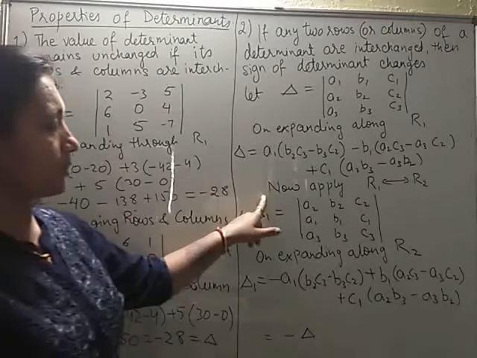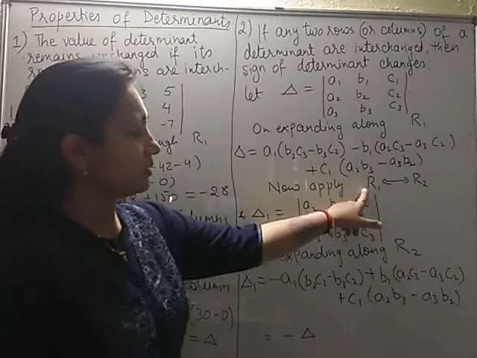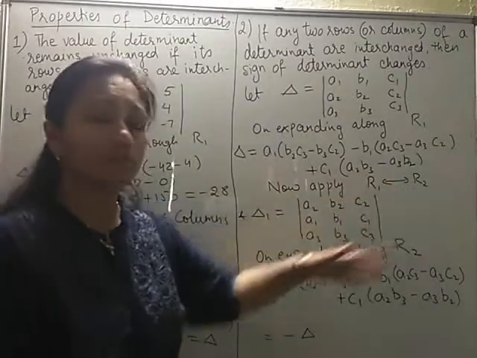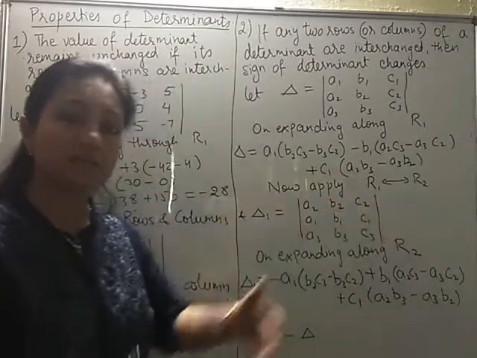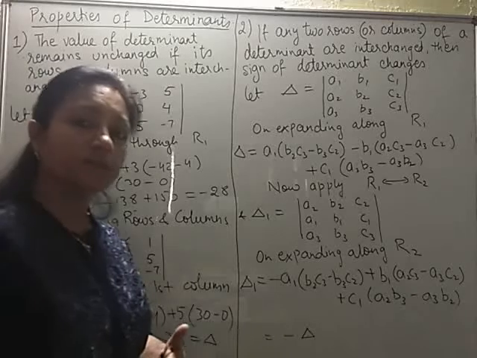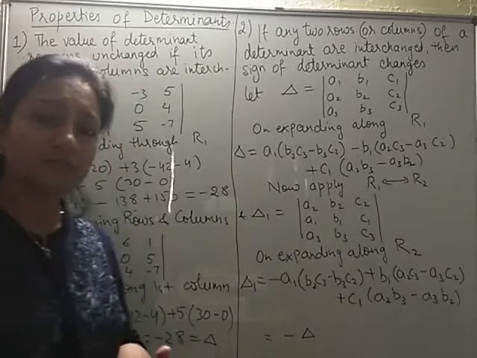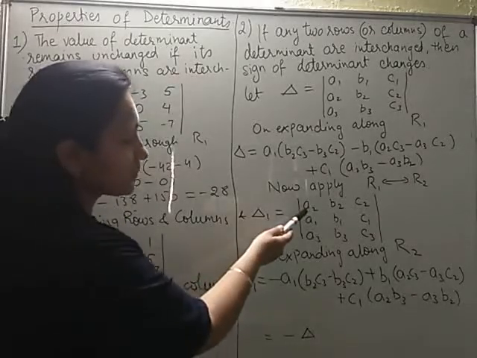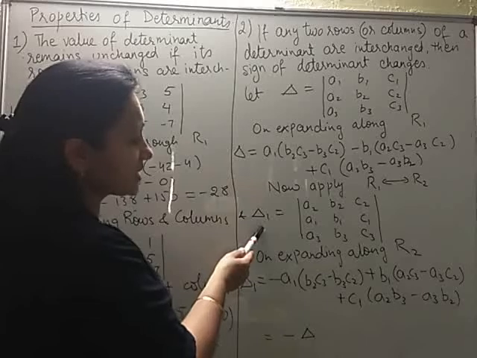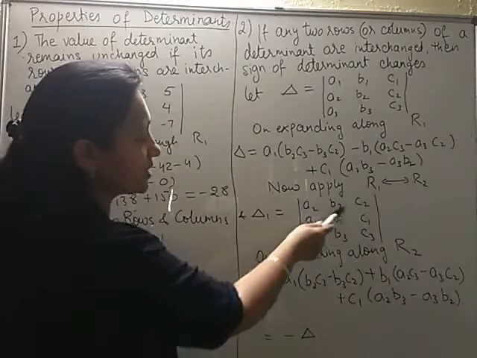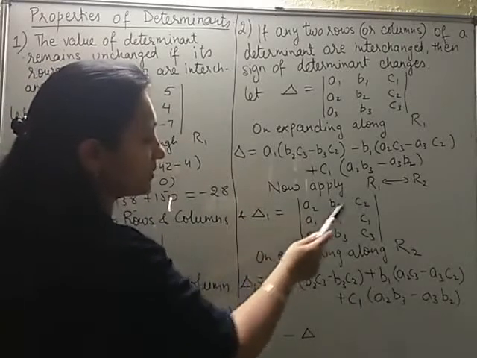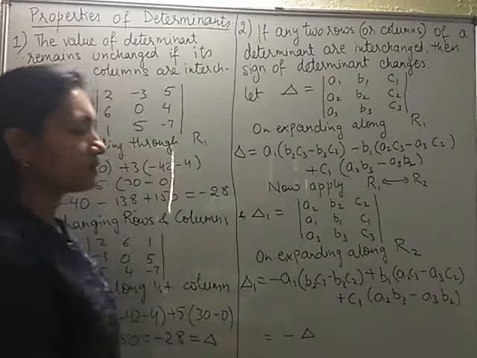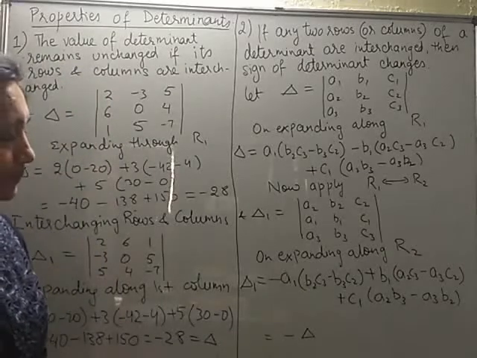Now we are applying the property. Apply the interchange of R1, R2. When we put an arrow on both sides, that means we are interchanging them. R1 becomes R2 in the new determinant, R2 becomes R1. So you can see in the new determinant, which is taken as delta 1, first row elements are A2, B2, C2, second row elements A1, B1, C1, and third row elements A3, B3, C3.